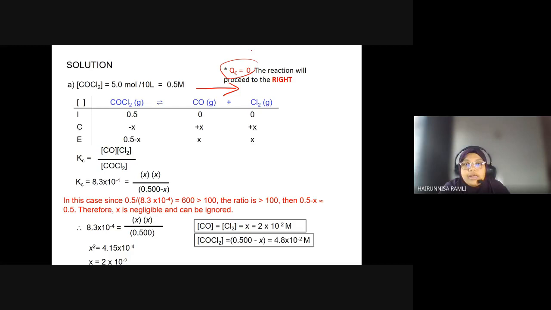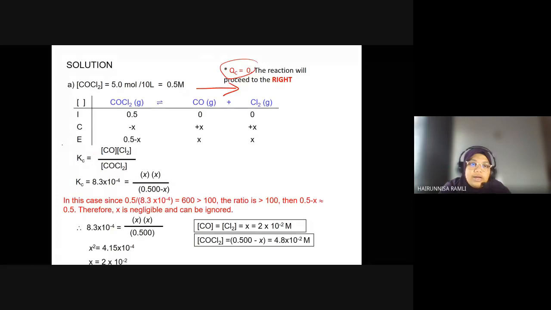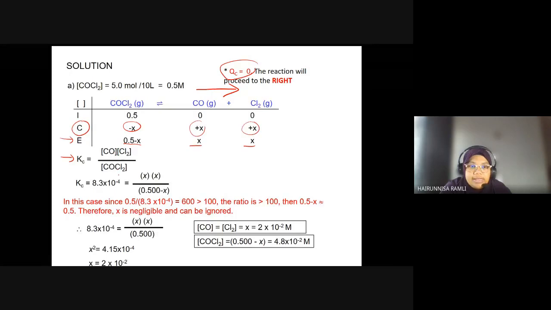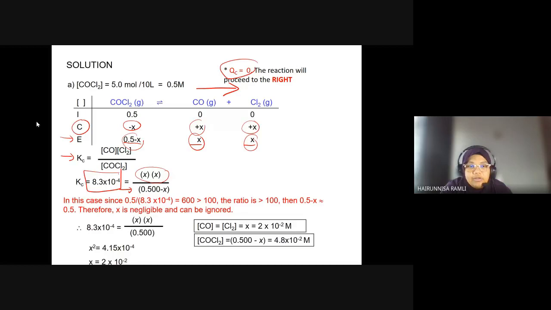When it proceeds to the right, the change will be negative on the left side and positive on the right side. Then you write for E, equilibrium. So this is 0.5 minus X, this is 0 plus X, and this is 0 plus X. Then we write the KC expression, product over reactant, which equals X times X over 0.5 minus X. Given the KC value.